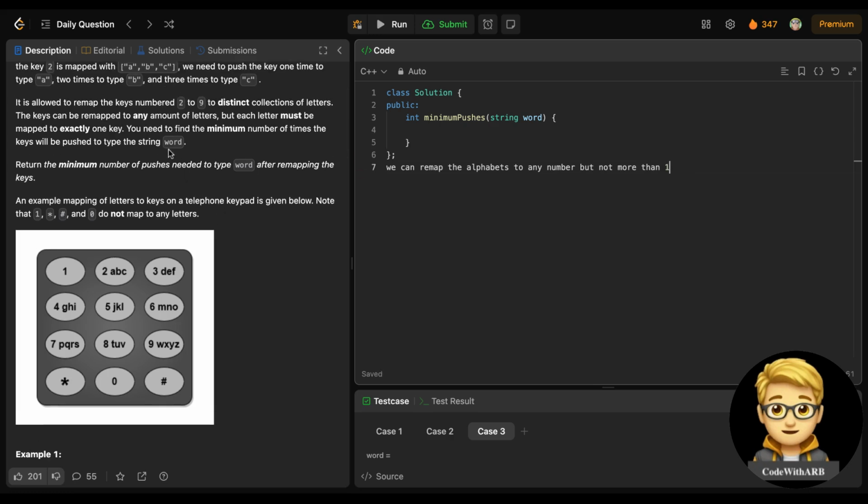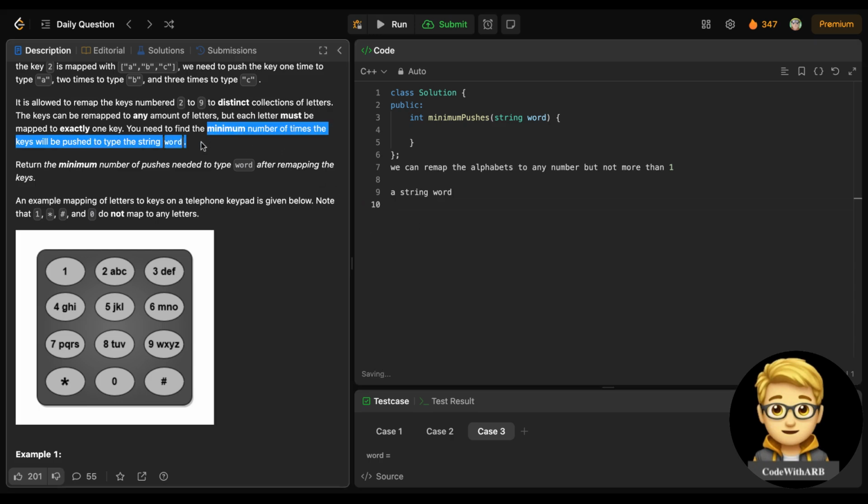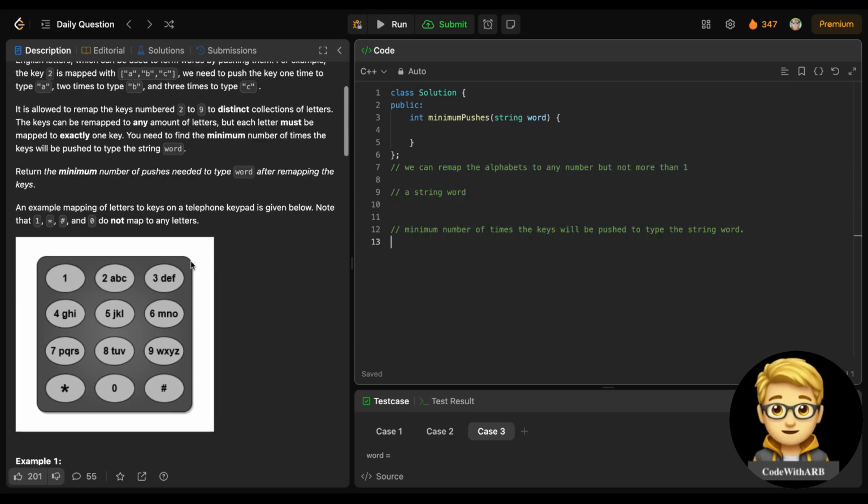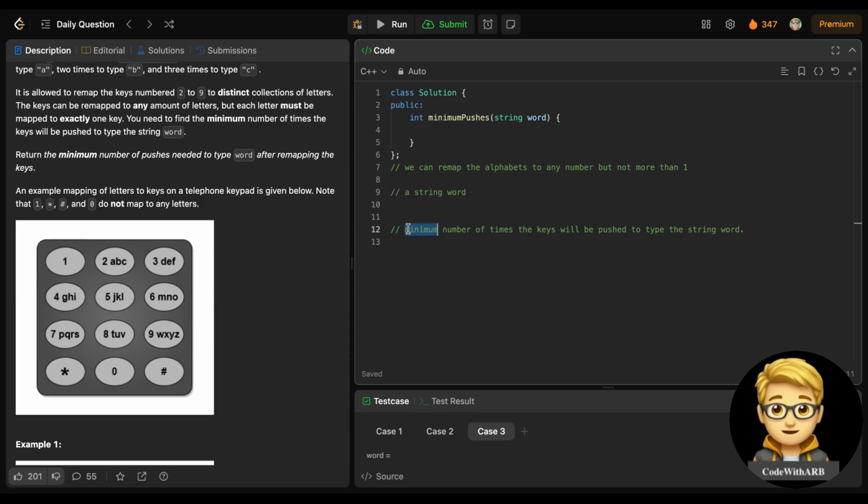And we need to find the minimum number of times the keys will be pushed to type the string word. So we are given a string word, and we need to find the minimum number of times we will push the buttons so that the word can be typed. The question is very easy to understand, right? We just need to find the minimum number of times.